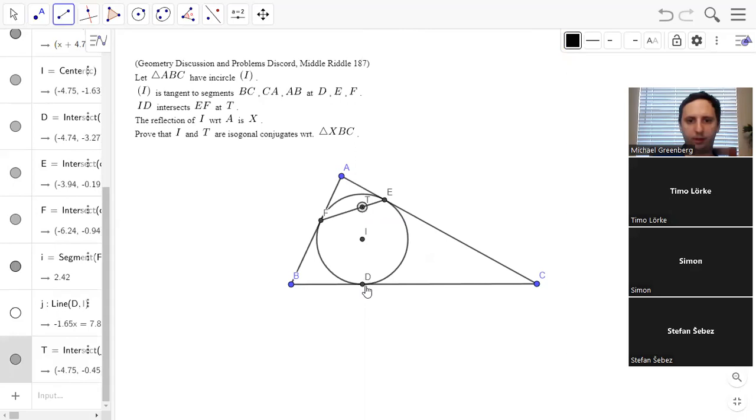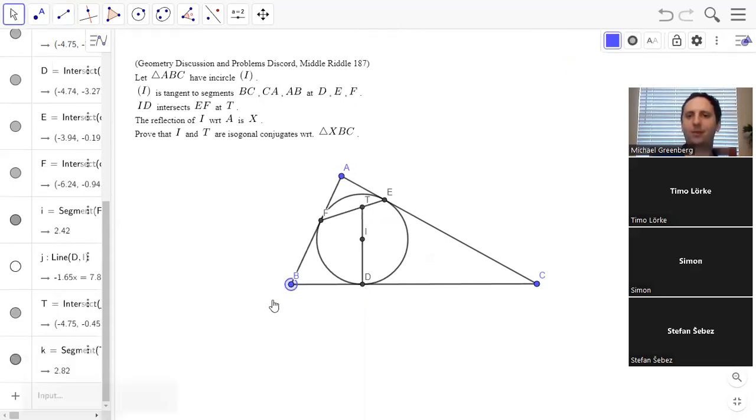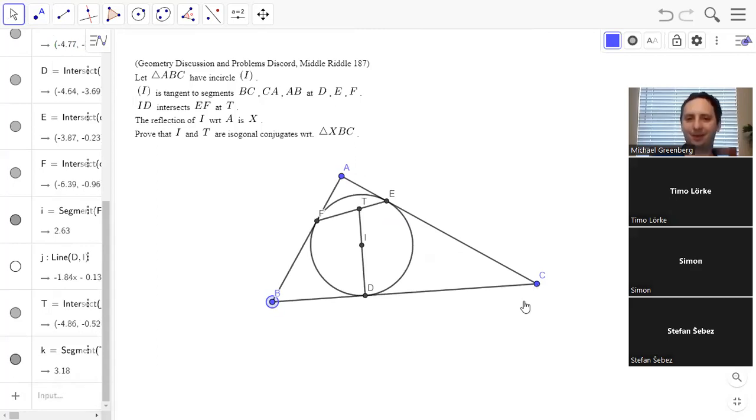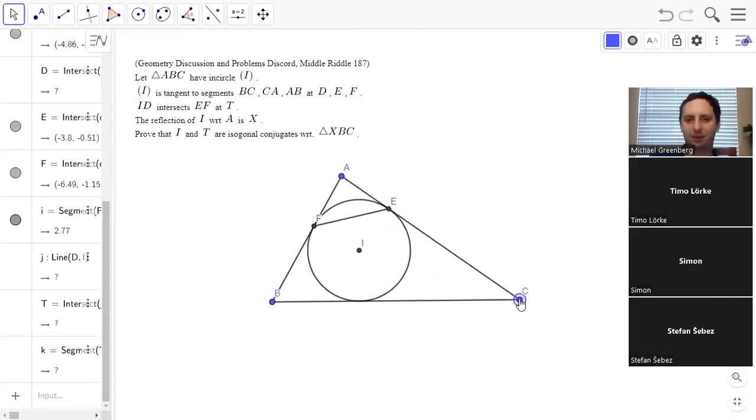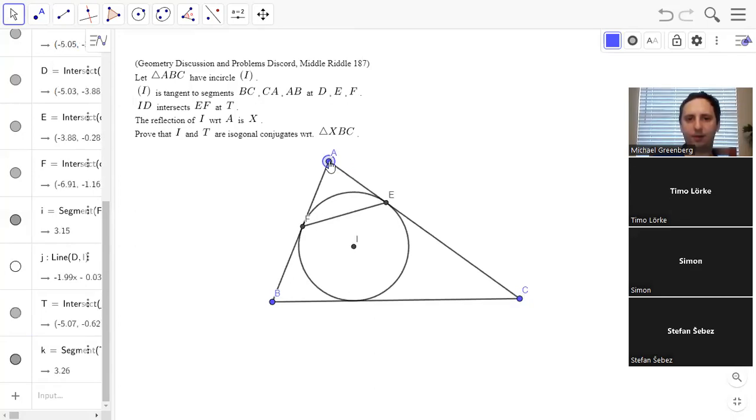I'm pretty sure that is true, but it is not called Iran lemma. It's just a different lemma or something. Yeah, I don't know if it has a name, but it is like a standard configuration.